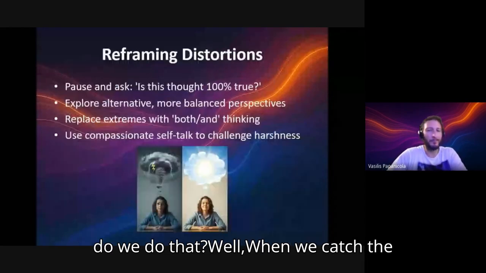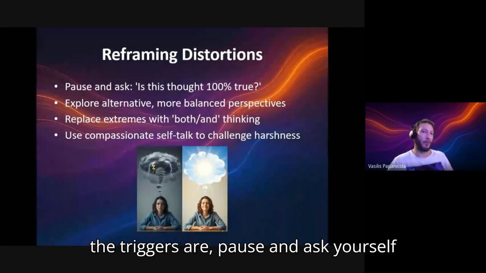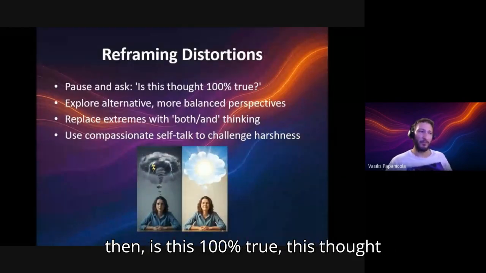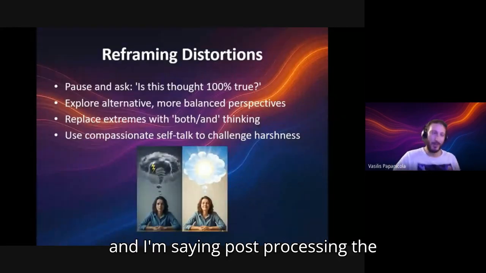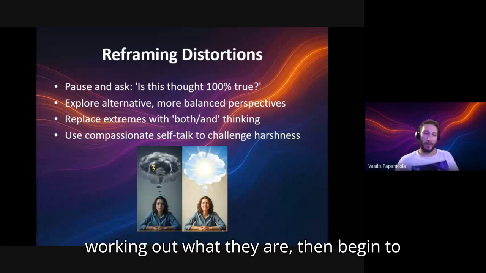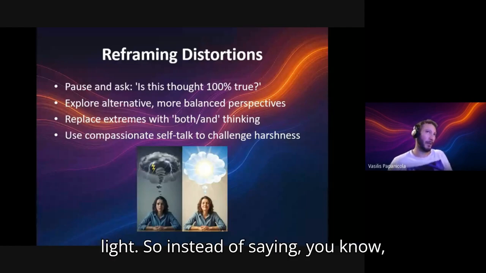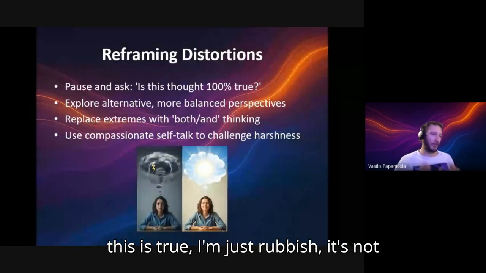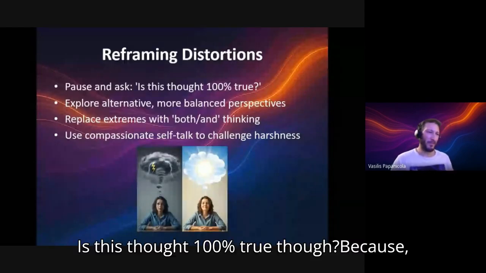How do we do that? Well, when we catch the distortion, when we've worked out what the triggers are, pause and ask yourself then, is this 100% true, this thought that I'm having? When you're in a place, and I'm saying post processing the triggers, like I say, writing them down, working out what they are, then begin to question things, not in a negative light, but with a positive light. So instead of saying, this is true, I'm just rubbish, it's not working out for me, ask it as a question. Is this thought 100% true though?